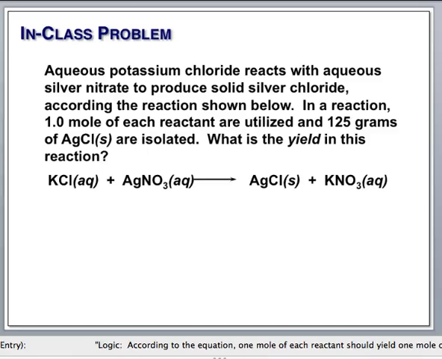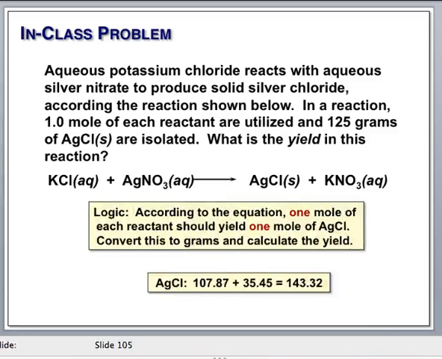If we took 1 mole of KCl and reacted it with 1 mole of silver nitrate, how many moles of silver chloride should we get? 1. Right? How much does 1 mole of silver chloride weigh? You need to calculate that, don't you? 143. All right, take those numbers. I'll pause for a moment. Calculate a percentage yield for me.